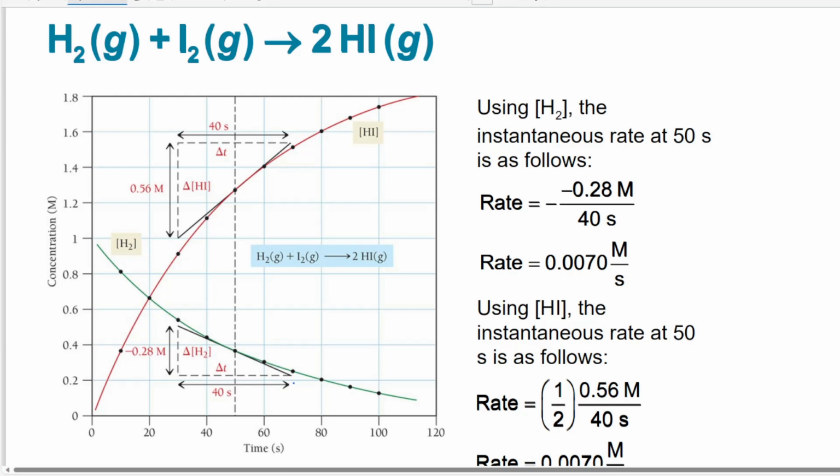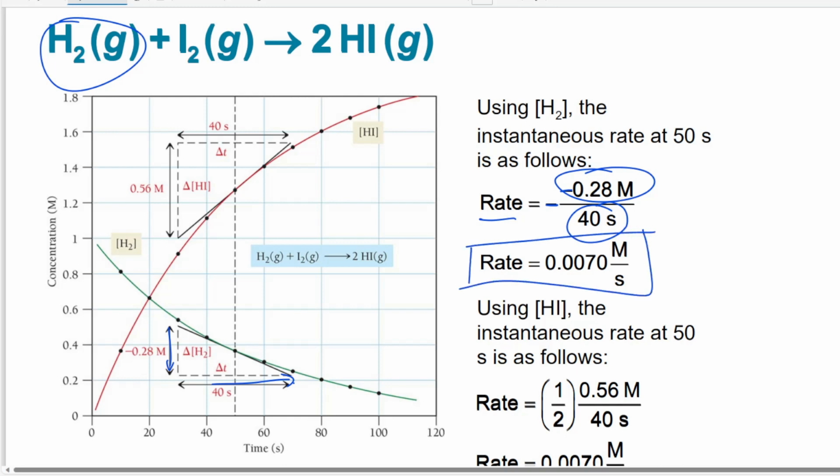Let's revisit the graph that we saw earlier for our reaction. H2 plus I2 yields 2HI. We can express the rate in terms of, for example, the H2, which is one of our starting materials. We see that H2 changes by negative 0.28 molar over 40 seconds. So we can express the rate as, remember, negative in front of the starting materials, negative 0.28 molar divided by the time interval, which is 40 seconds, gives us a rate of 0.0070 molar per second.